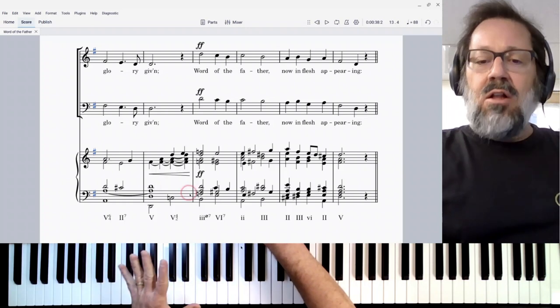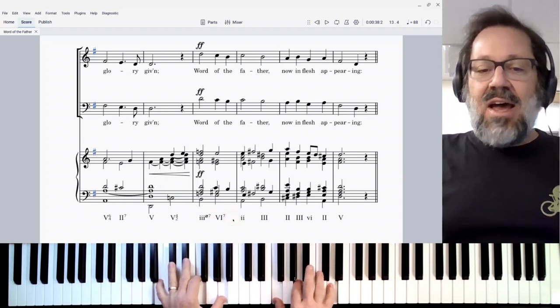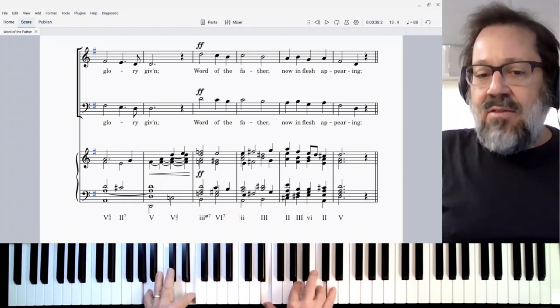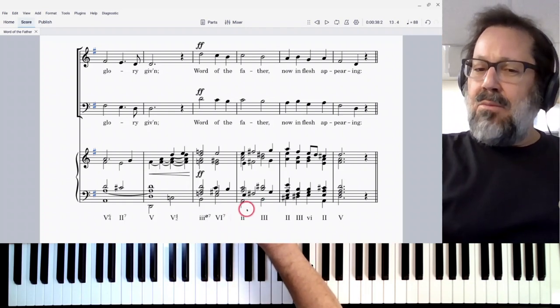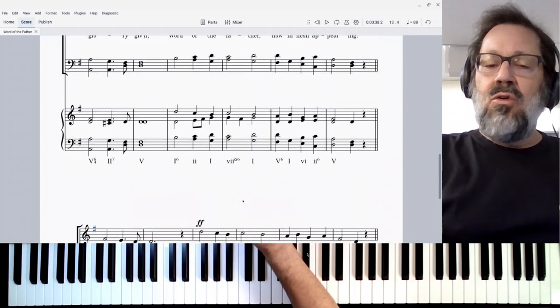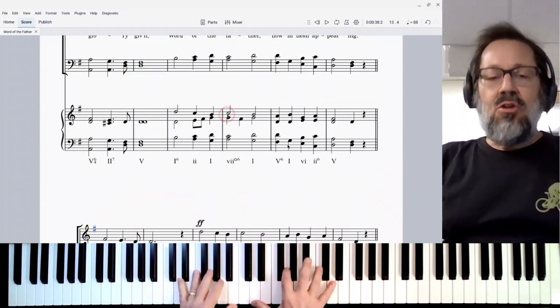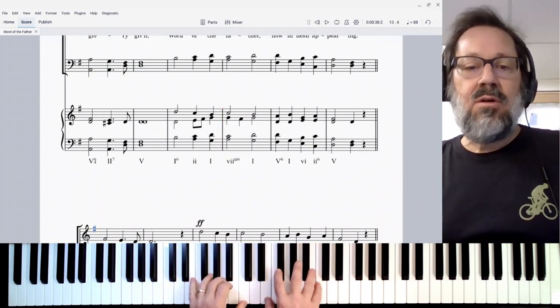But let's just talk a little bit more about this passage. So we have the secondary 2-5 leading to A minor. But why A minor? That's not the original chord here, or is it? The original chord here is more like this.